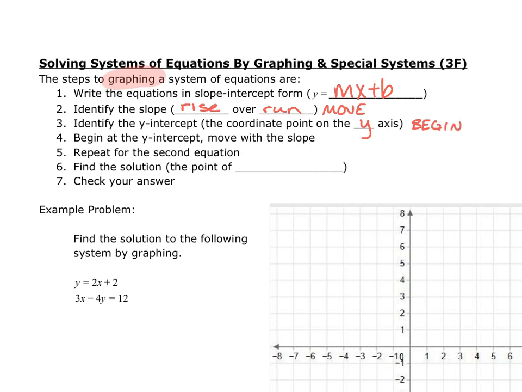So we begin at the y-intercept, move with the slope, and repeat for the second equation. So you're going to repeat steps 1 through 4 for both the first and second equation that they give you. Then we find the solution, which is the point of intersection. And we can check our answer either using Desmos, a calculator, or plugging in our coordinates to both equations. There's plenty of ways to check your answer here.